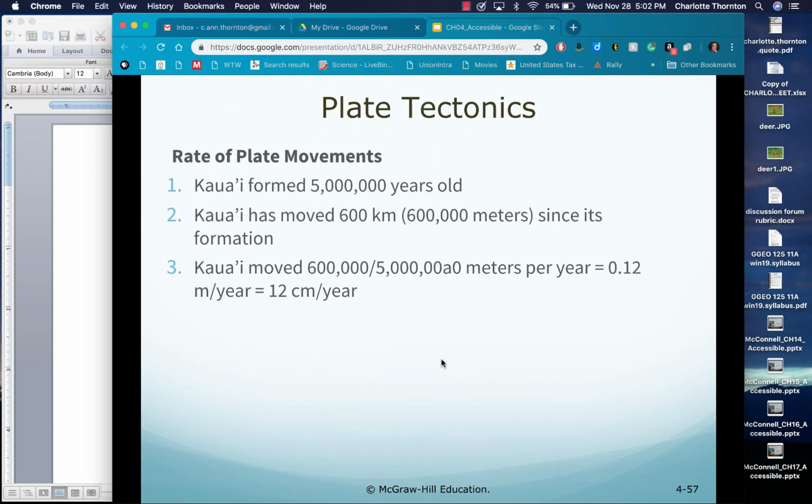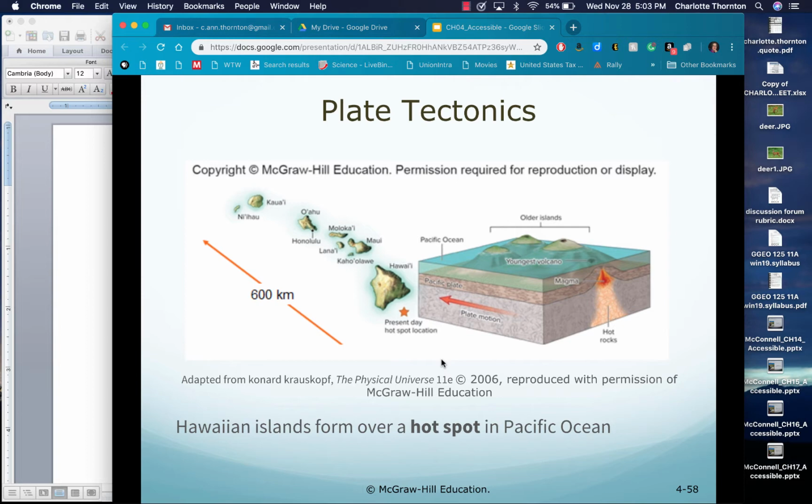The rate of movement: Kauai formed about 5 million years ago, and it has moved 600,000 meters since its formation. The Hawaiian Islands form over a hot spot in the Pacific Ocean.